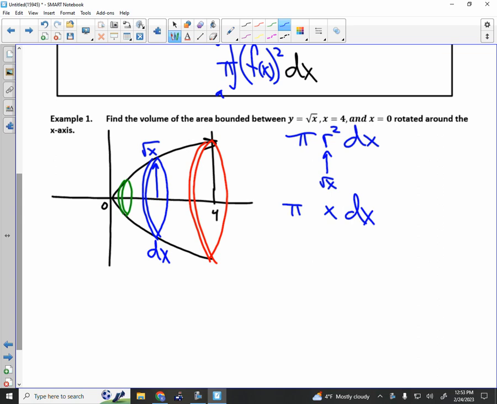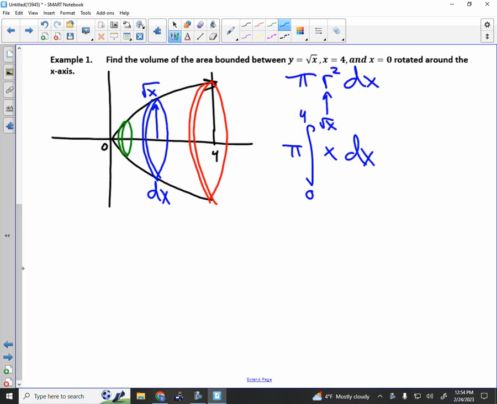You would like to do an infinite number of these from 0 to 4. If dx is our width, then our bounds are x values, 0 to 4. And we integrate. Antiderivative of x. Pi times x squared over 2, evaluated at 4 and at 0. Plug in 4 and you get 16 pi over 2 or 8 pi.